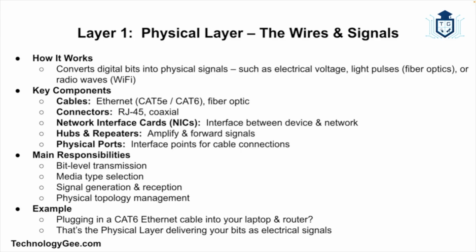It deals with your connectors like your RJ45 or your coaxial connectors. It deals with your NIC cards, or your network interface cards, your hubs, your repeaters, and any physical ports that you plug stuff into. And an example of this would be plugging in a Cat6 Ethernet cable. Well, that is the physical layer in action.